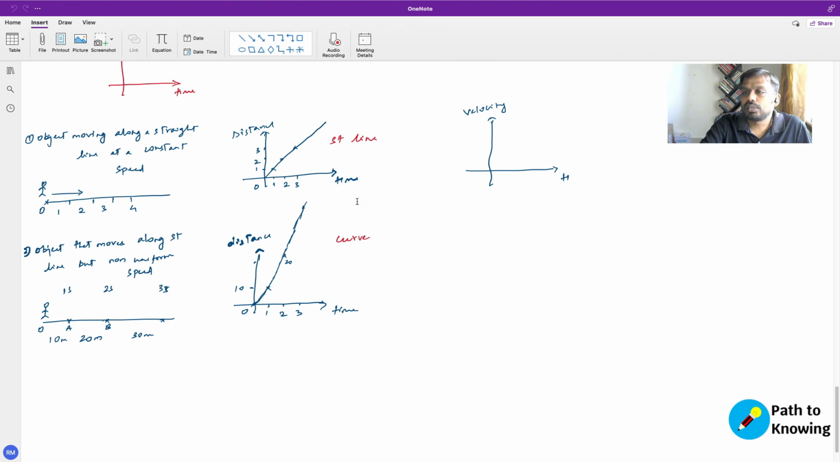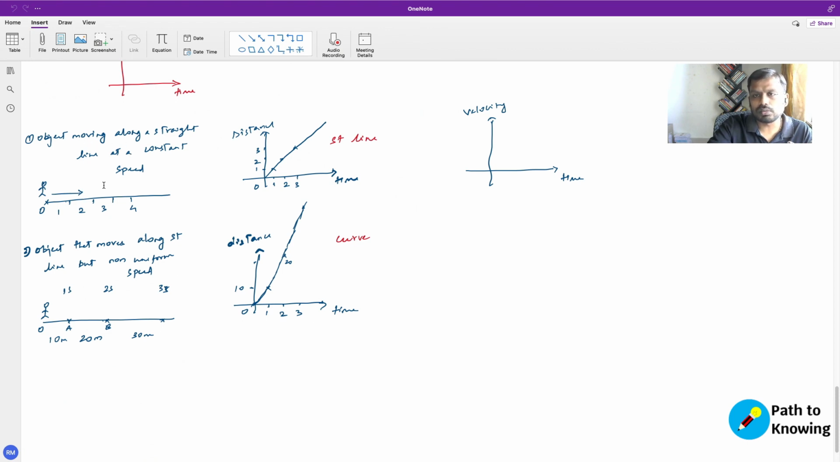So let's take the velocity time graph for this scenario. We are considering an object that is moving along a straight line at a constant speed. Now, for the purpose of this example, let's say that this object is not backtracking. It is always moving in a straight line, which means that the magnitude of the velocity and the speed are the same for that object, right?